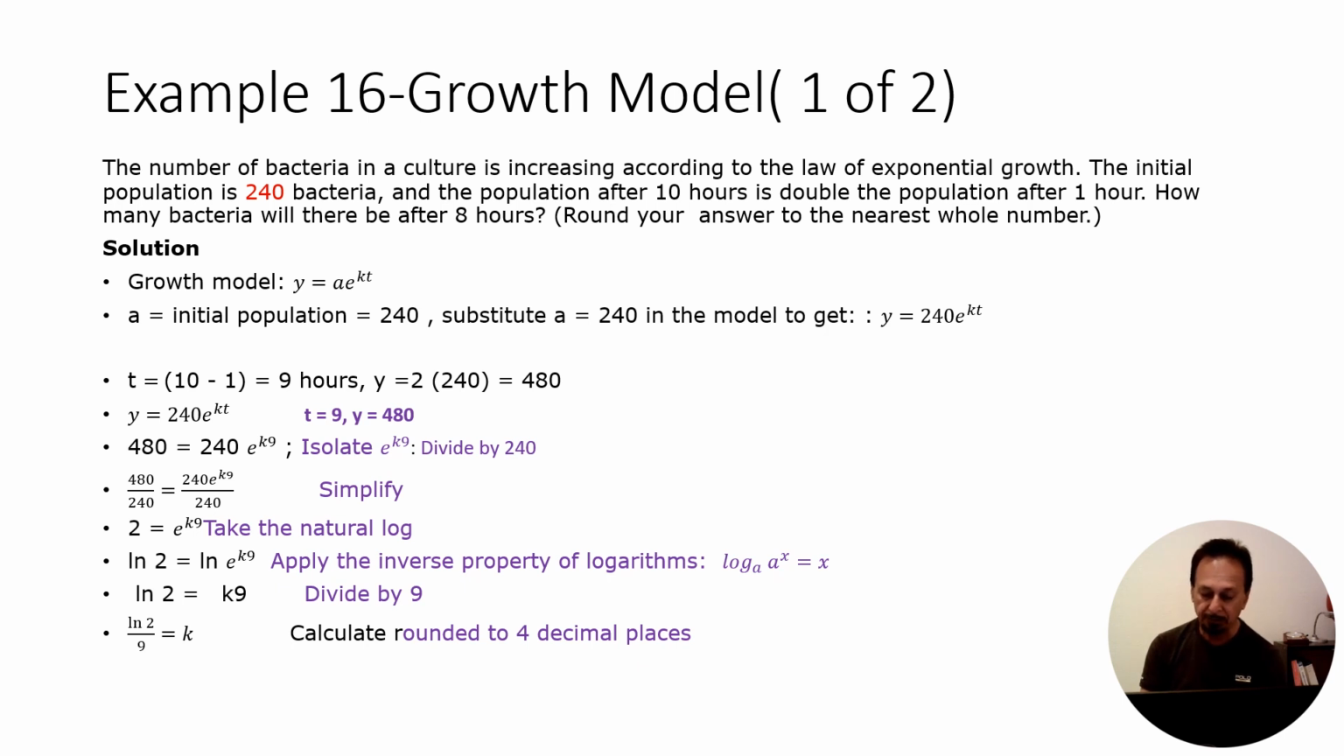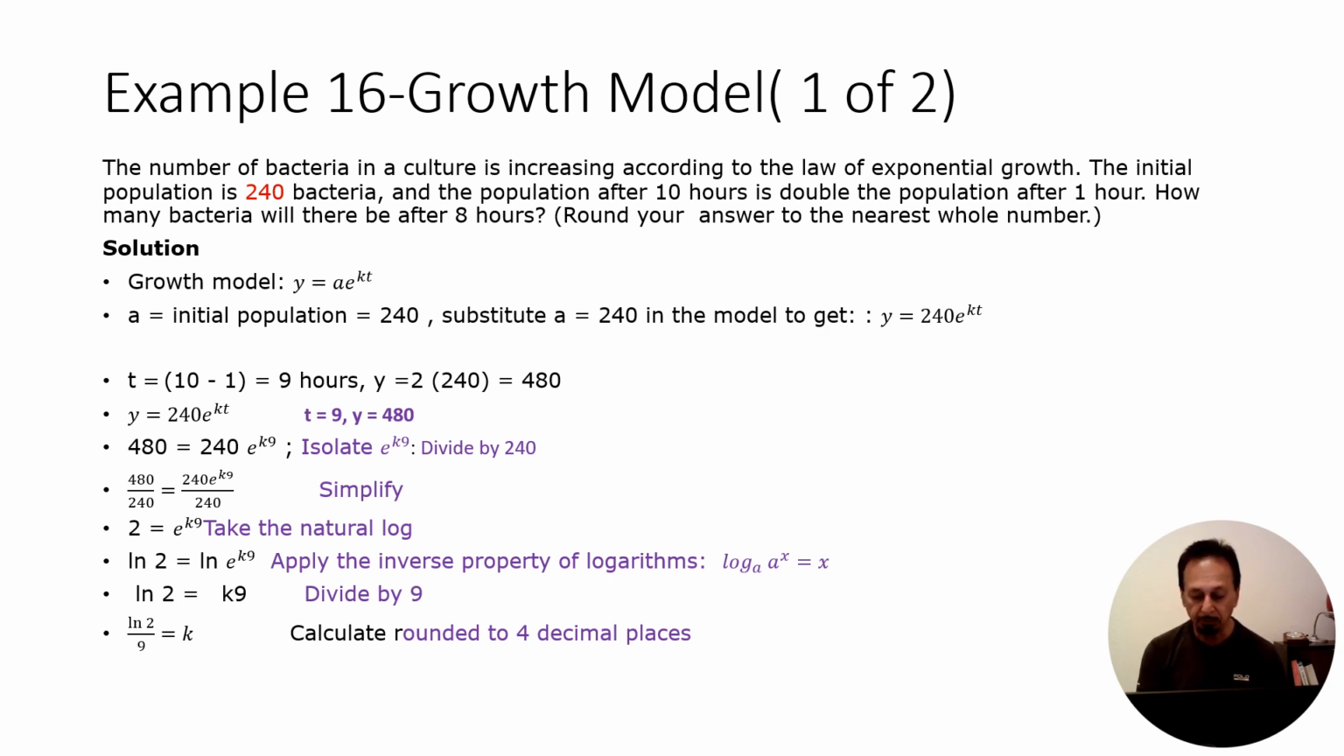And now we take the natural log, so it becomes the natural log of 2 equals the natural log of e to the k9. Now we apply the inverse property of logs. Remember, natural log has a base of e and this also has a base of e, so they cancel according to this inverse property. So we simply get natural log of 2 equals k times 9. Now we divide by 9. So we get k is equal to natural log of 2 divided by 9.